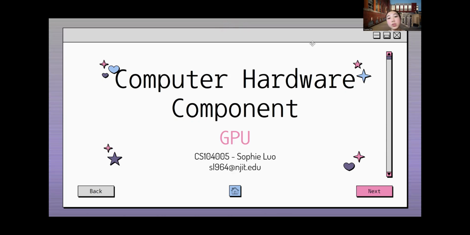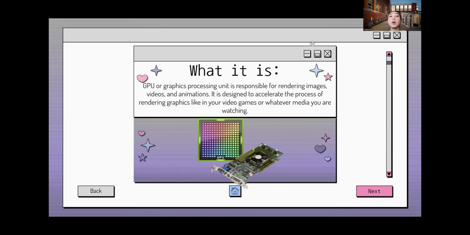Today we're talking about the GPU. So what is it? The GPU, or the graphics processing unit, is responsible for rendering images. Everything you're seeing right now is being rendered by your GPU. And this was basically the start for videos and animations and game development. It accelerates the process of rendering graphics in your video games, your Minecraft, your Fortnite.